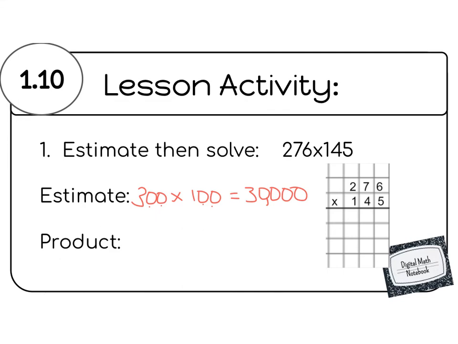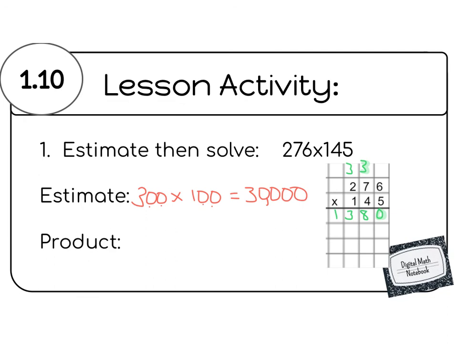I'll go ahead and help get you started on this problem. We're going to start with the 5 first. 6 times 5 is 30. 5 times 7 is 35, plus 3 is 38. 5 times 2 is 10, plus 3 is 13.